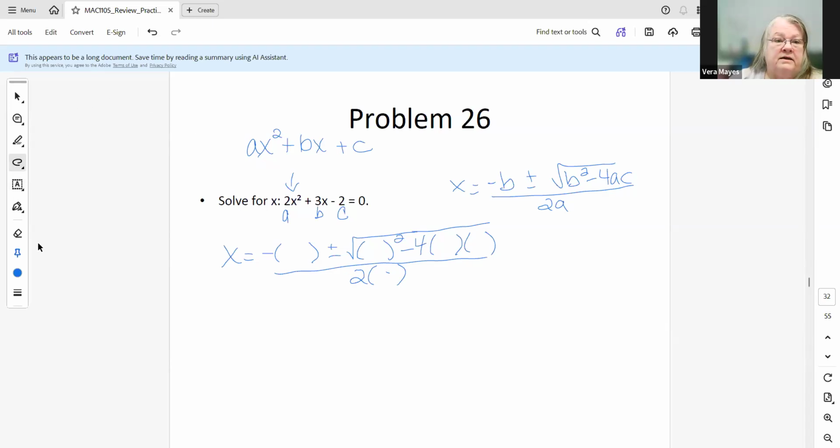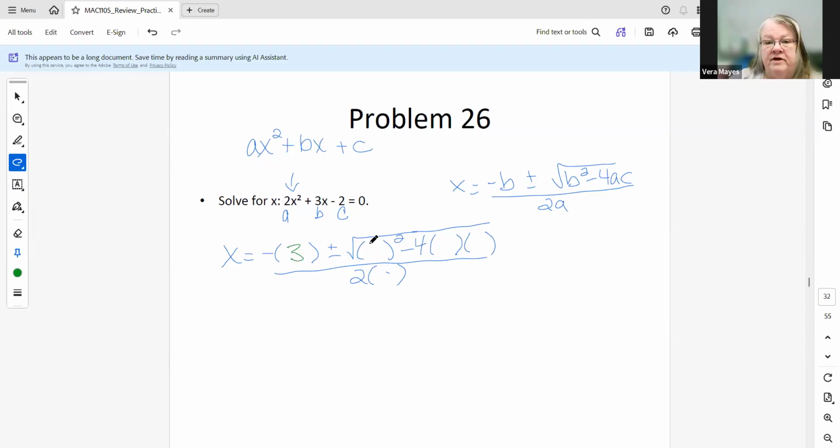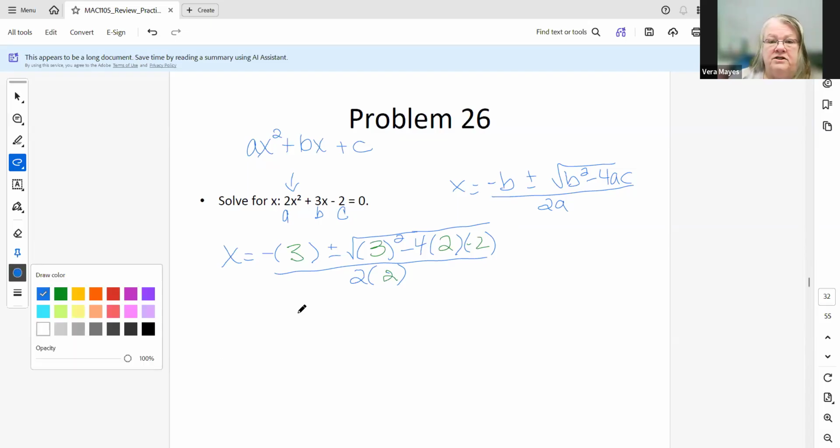Okay. And then let's do 3. So this is B. B was 3. That goes into both of these positions. A was 2. C was a negative 2. And then the 2 also goes down here. So you can see where I've done my substitutions.